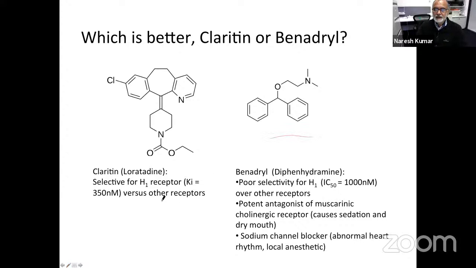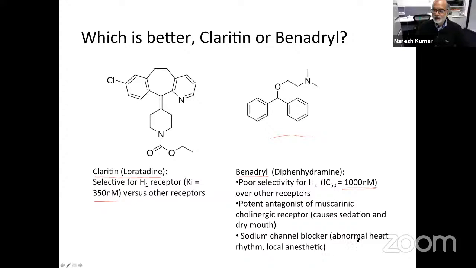loratadine is much more specific than Benadryl. If you look at the binding of this loratadine here to the H1 receptor, the binding constant is 350 nanomolar. That means it's active at a very, very low concentration compared to Benadryl, which is active at 1,000 nanomolar concentration. And also, Benadryl is not specific enough. It also is an antagonist of another receptor, which causes sedation and a dry mouth. It also can block sodium channel, which can act as a local anesthetic and also can give abnormal heartbeat.